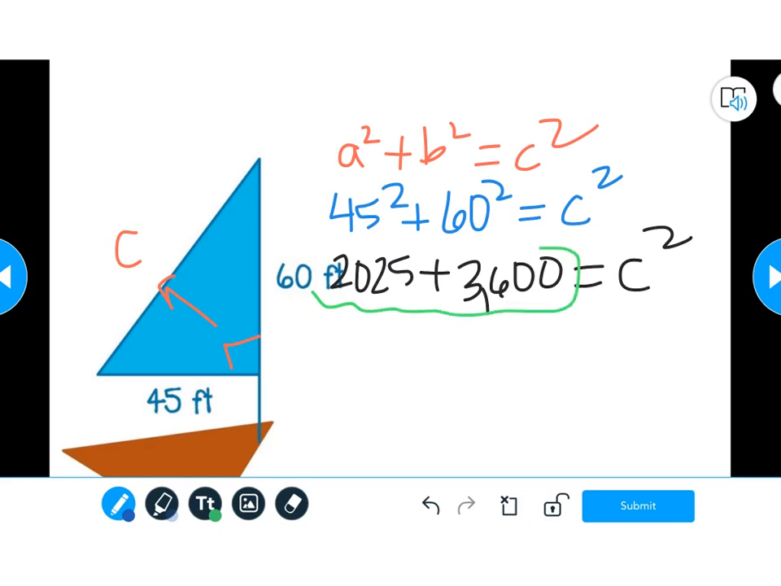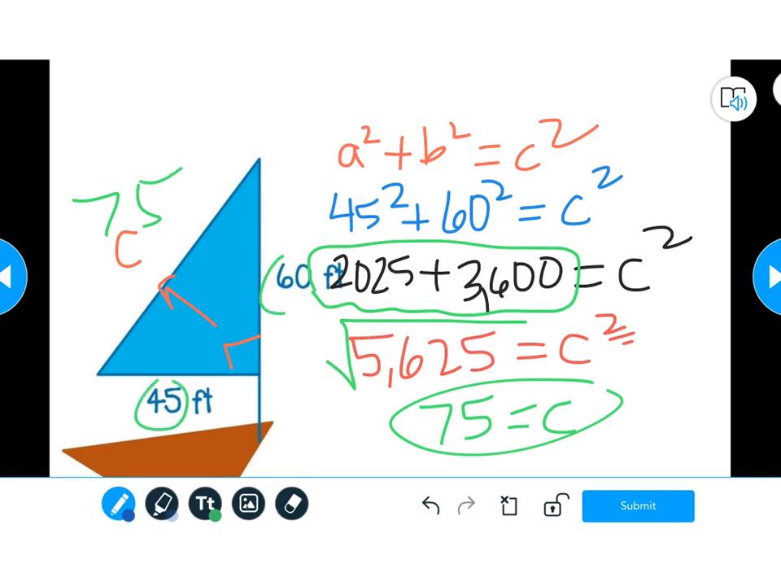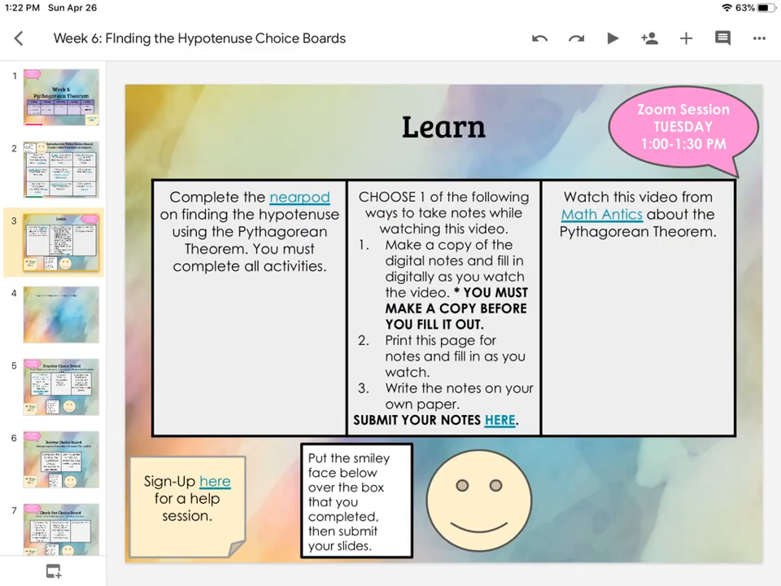Then you simplify, add those amounts together, which equals 5,625 for c squared. And then that final step is to take the square root of that. So that equals 75 for just c. Okay, then check it out. Does that make sense? We have 45, 60, and the longest side is 75, so that does make sense. So the Nearpod's really good practice in finding the hypotenuse.